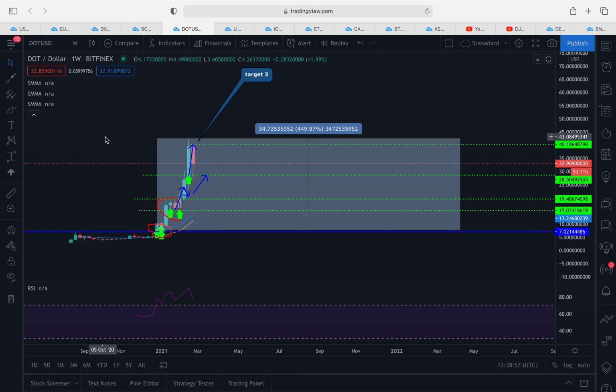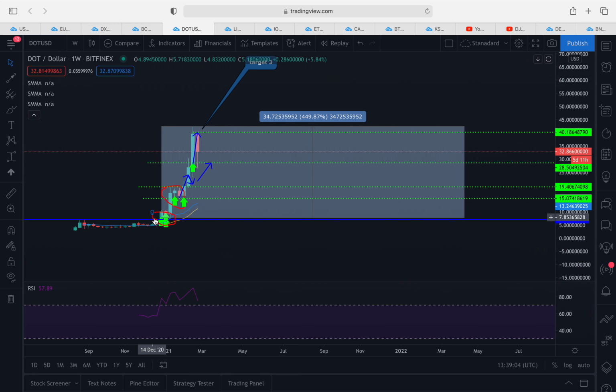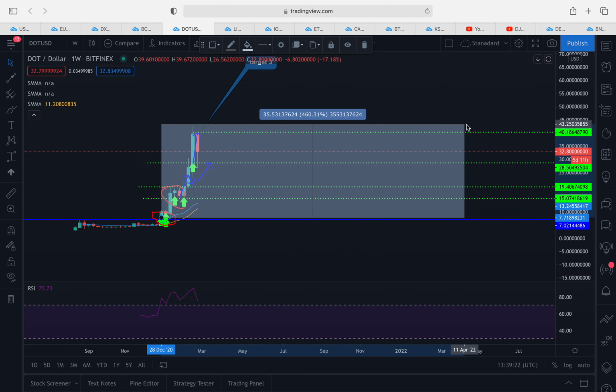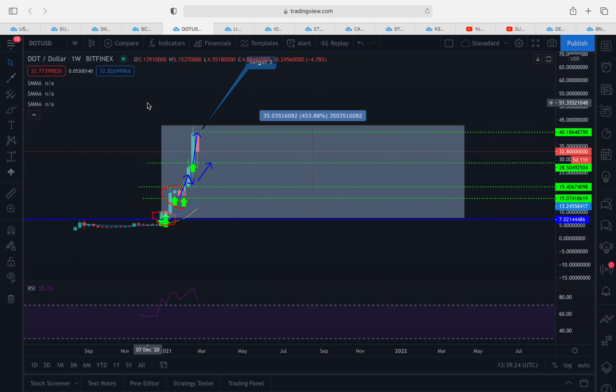So for those of you that have been following me since the start of this YouTube journey, you will understand that our positions on Polkadot so far have been absolutely fantastic. We first started buying Polkadot at the start of the year around $7. At the all-time high, we hit 449%, right? And currently, of course, we saw the pullback, so that's 323%. So what does that mean?